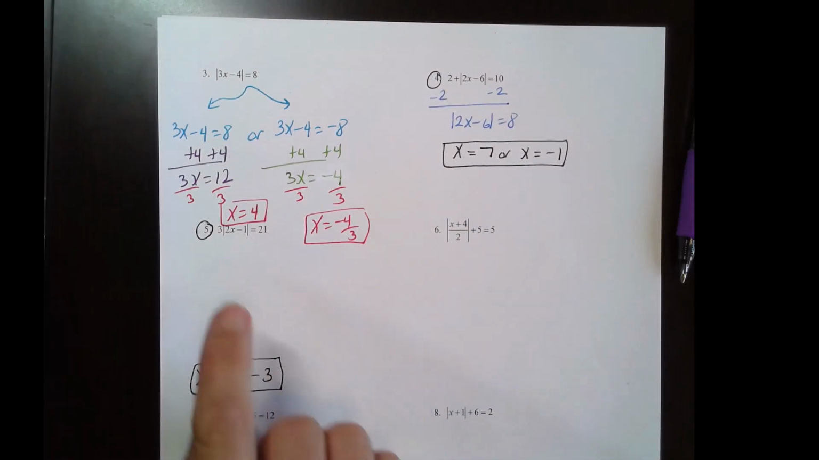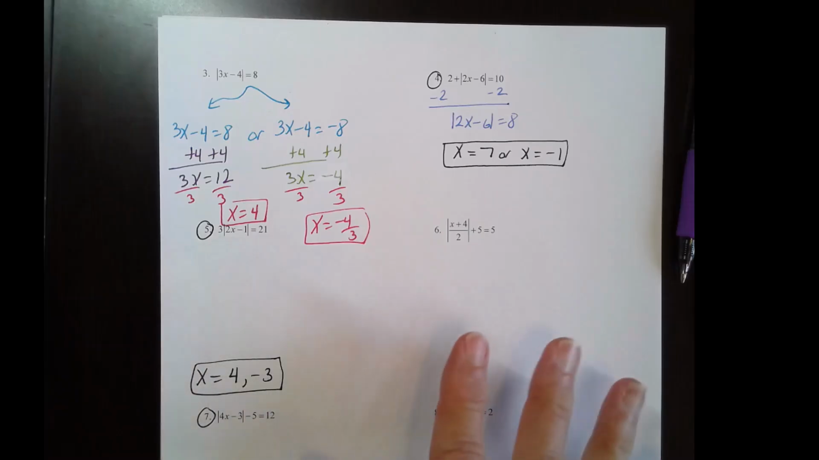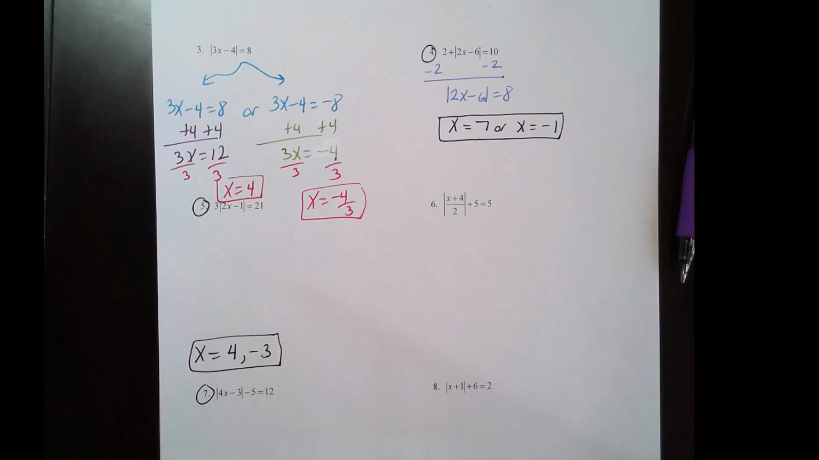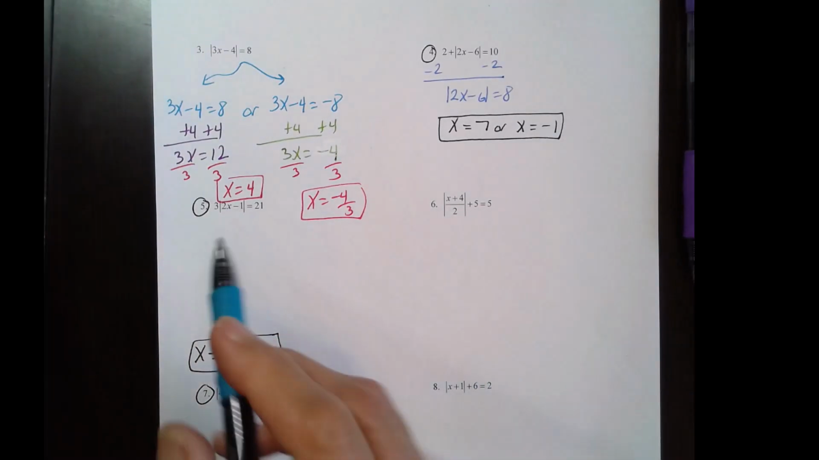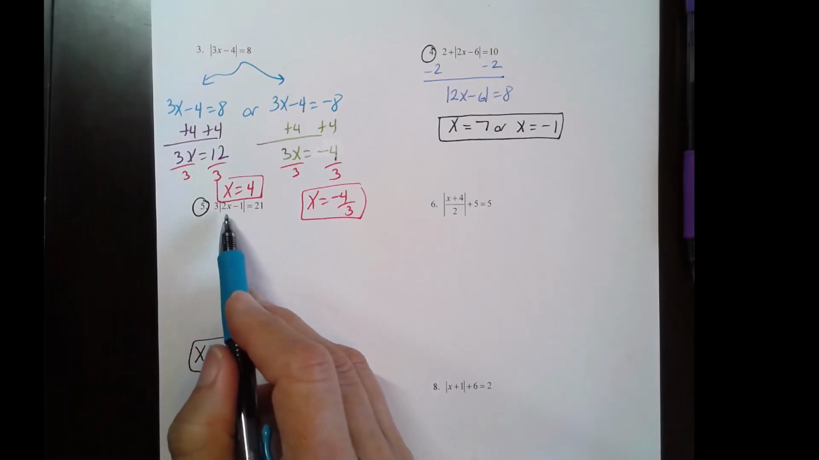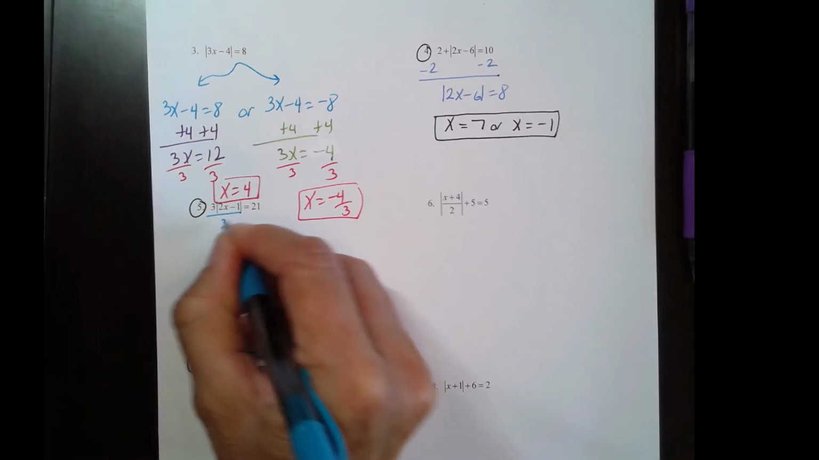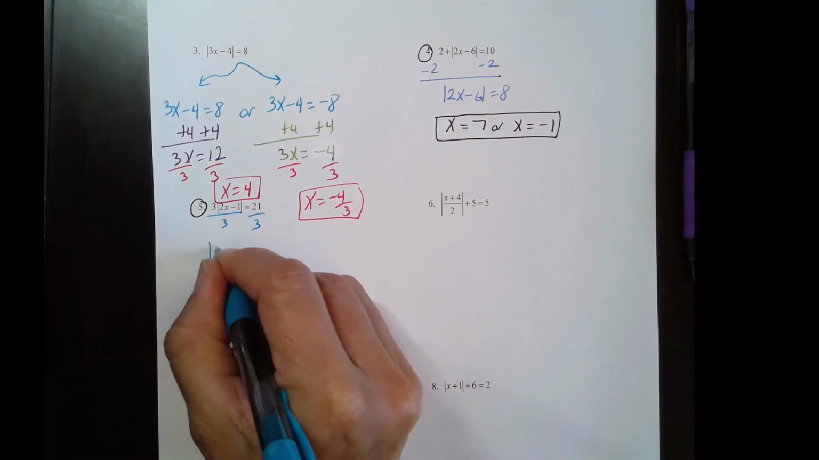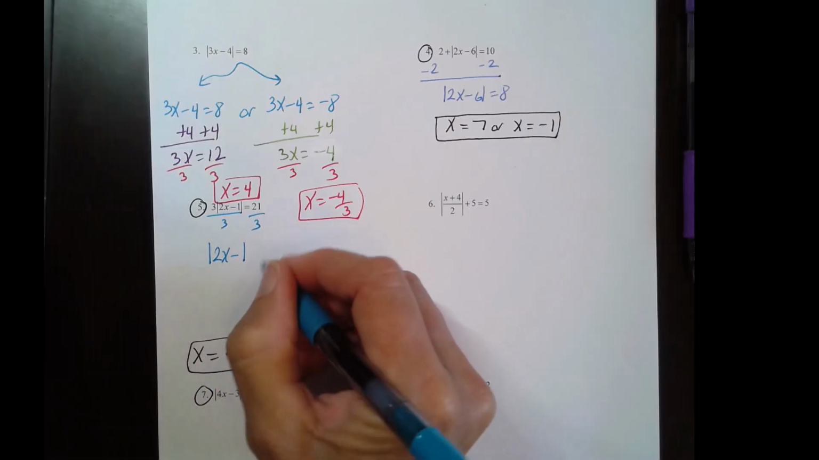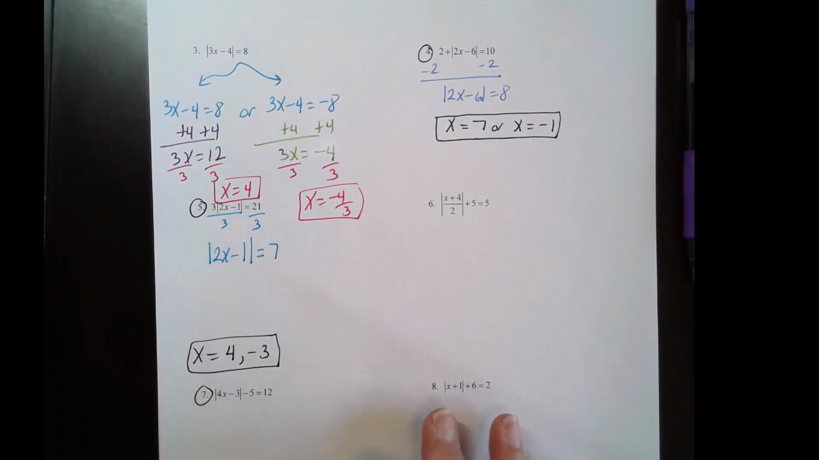Example 5. 3 times the absolute value of 2x minus 1, close the absolute value, equals 21. Again, the first thing we should do is isolate. So how do we get this 3 over to the other side? We don't want to add the 3 because it's not 3 plus the absolute value. This was 3 times the absolute value. So we do need to divide by 3 to get the absolute value by itself. So the absolute value of 2x minus 1, close the absolute value, is going to equal 7.